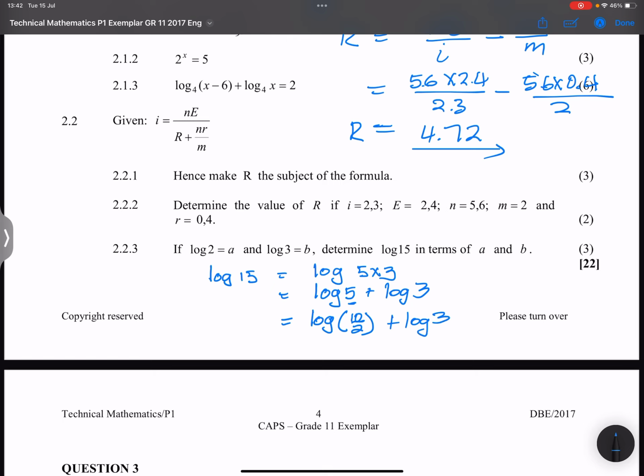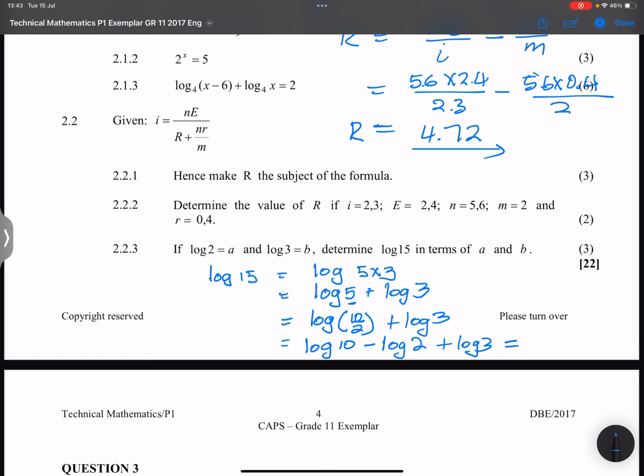Okay, so now notice what we're going to have here. 10 divided by 2 gives us 5. So this gives us log of 10 minus the log of 2 plus the log of 3. So remember that anytime I've got the log of a divided by b, this will give me log a minus log b. Okay? So I know in this case that is what I was going to get.